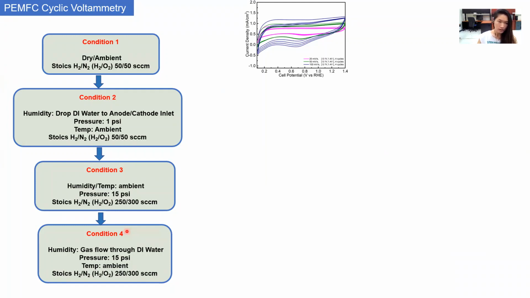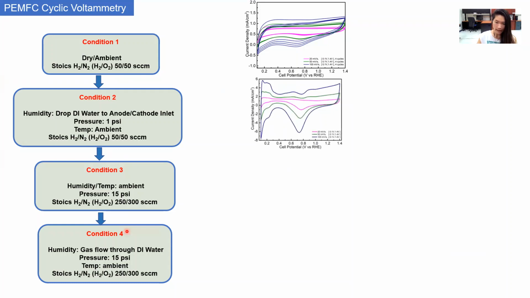The first condition is the dry ambient. We can get the CV curve, and after the humidification, we can get the very obvious hydrogen desorption and adsorption peaks, and the oxide formation and oxide reduction peaks.